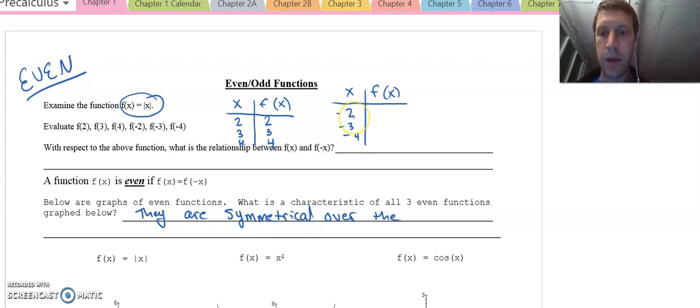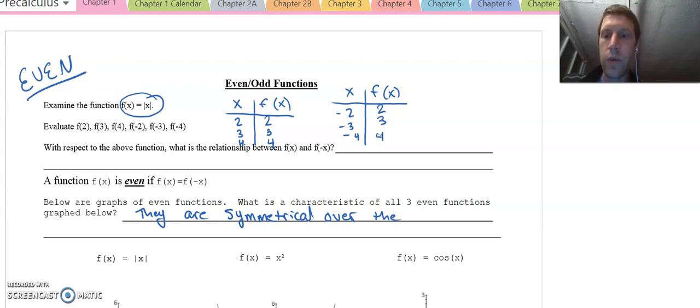Okay, now let's plug in the negatives of all those. Absolute value of negative 2 is 2. Absolute value of negative 3 is 3. Negative 4 is 4. So what we can see is when I plug in the original 2, 3, and 4, or when I switch it to negative 2, negative 3, negative 4, the outputs are unaffected, right? The outputs are the same regardless. And that's because the nature of this function is that it always is going to turn it positive.